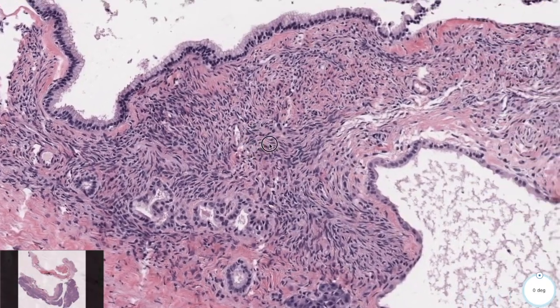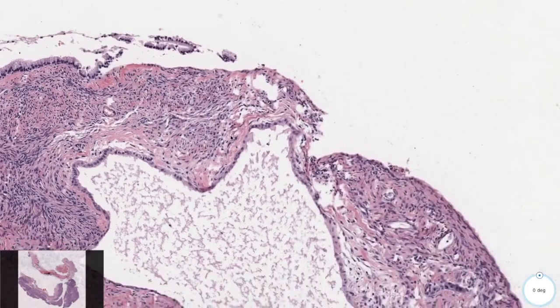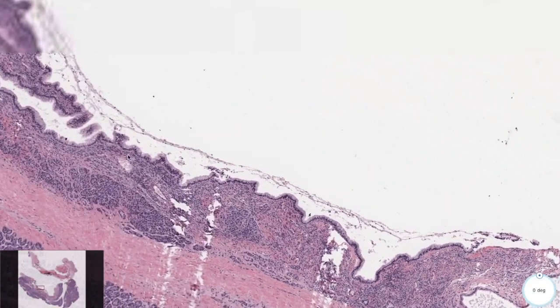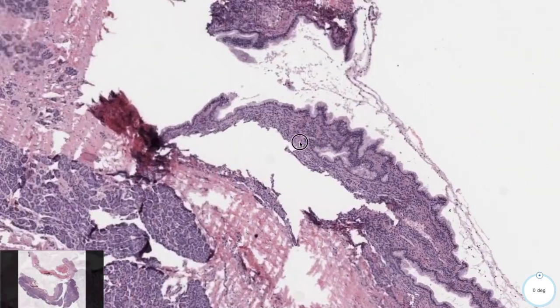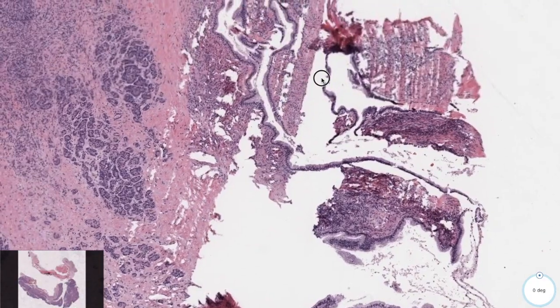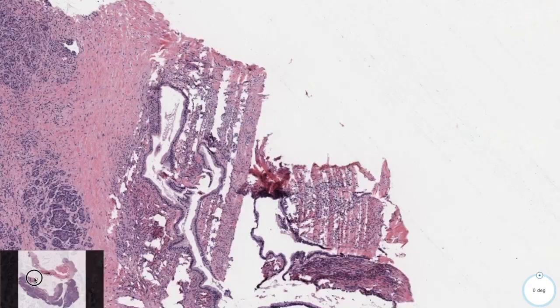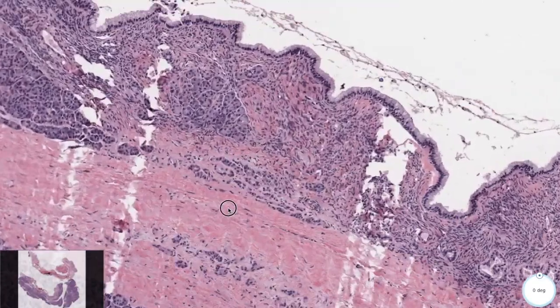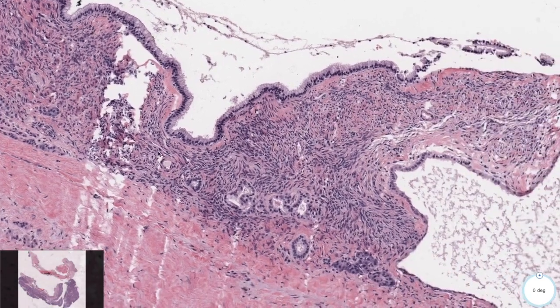So let's take a look at all of it. And for this lesion, again, I believe that you would need to look at the epithelial lining to see whether there are any high-grade features present. You want to look at high-grade features. You want to look at low-grade features. So let's take a peek over here. Again, we want to look at the lining.